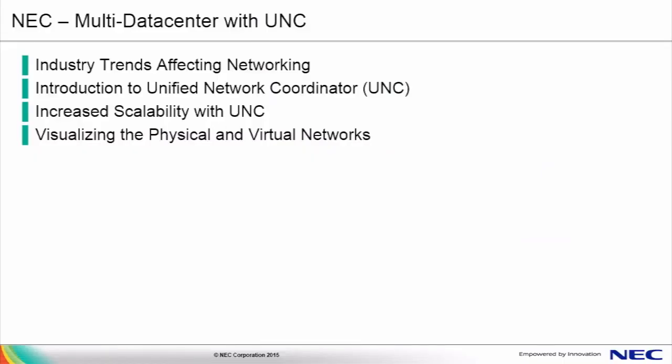To recap this session on NEC's solution for multiple data center deployments, we discussed the following 4 bullets. First, we talked about industry trends impacting networking, namely those that cause operational inefficiencies and increase data center network complexity. We introduced the Unified Network Coordinator, which is NEC's solution for these problems. We discussed the benefits of the UNC, including increased scale as well as simplified operations. And finally, we illustrated a demo of the UNC in action and showing how it can visualize both the physical and virtual networks.